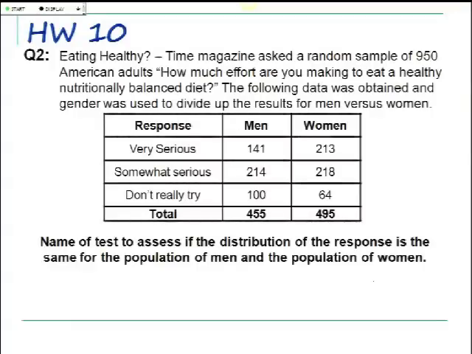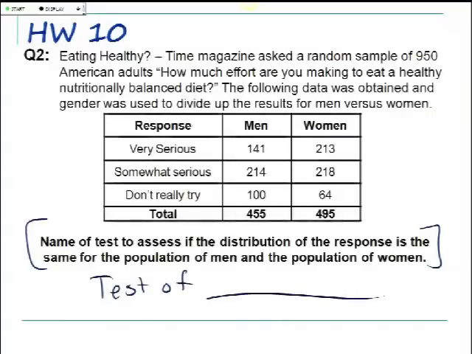This is a two-way table, so it's one of the other two. It's either homogeneity or independence. With what is asked, in part A, if we want to see if the distribution for our response is the same for our population of men versus our population of women, we would be doing what kind of test? Test of? Not goodness of fit, because it's a two-way table. Homogeneity or independence, please? Homogeneity.